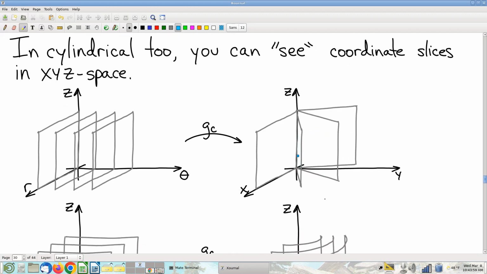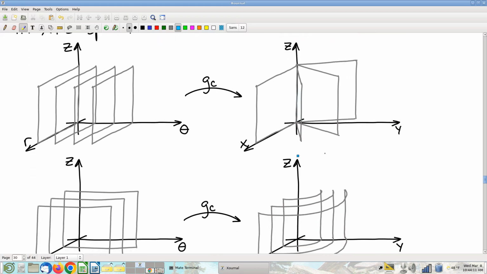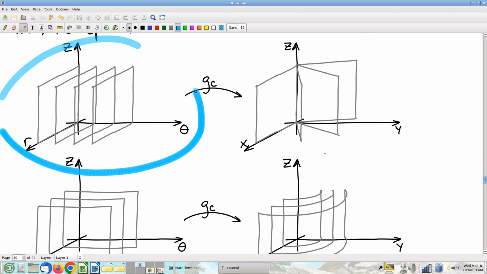Okay, so we're going to go on to cylindrical coordinates now. And again, it's morally the same thing. It's a pullback through a coordinate conversion formula function. Again, when you're in cylindrical coordinates, here I am in r theta z space, and I can talk about, for example, theta slices, right? Slices perpendicular to the theta axis. They would look like this.